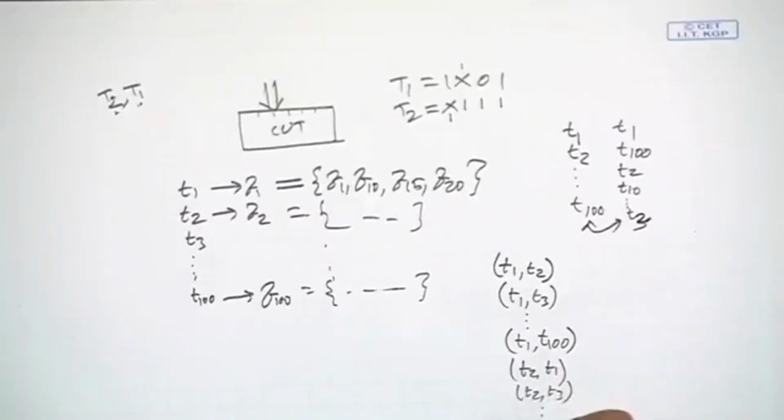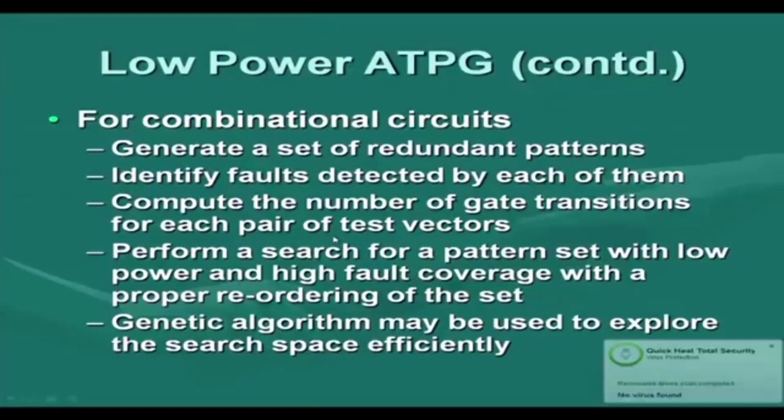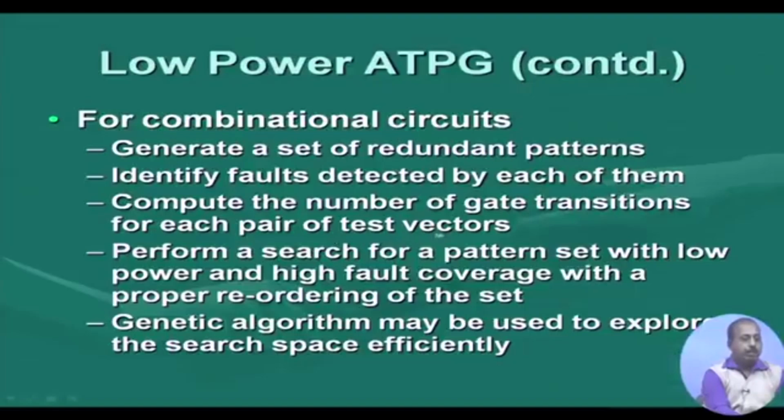So, this way if we compute all these pairs of test patterns, and see what are the transitions that are occurring if I first apply the first pattern followed by the second pattern. So, this way it computes the number of gate transitions for each pair of test vectors. Then we perform a search for a pattern set with low power and high fault coverage with a proper reordering of the set.